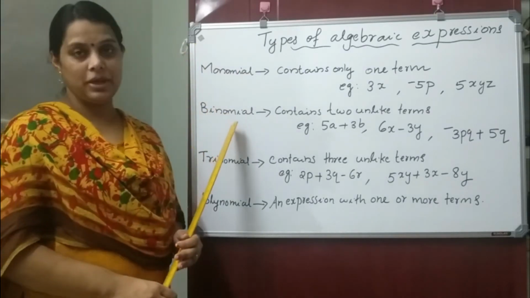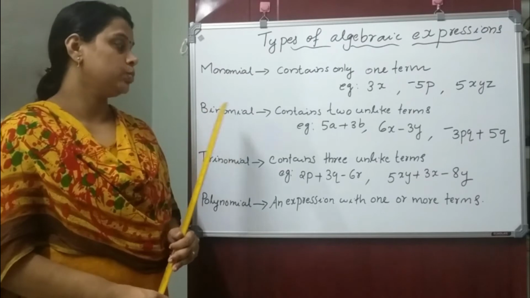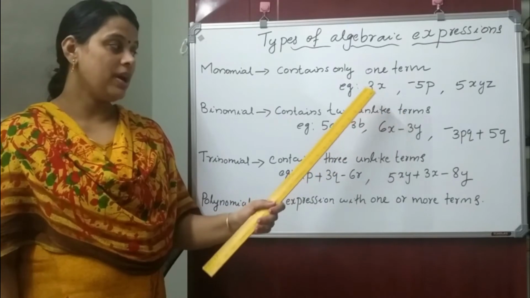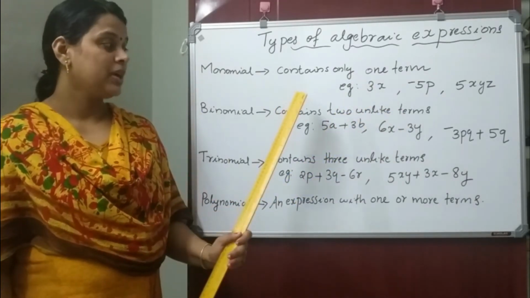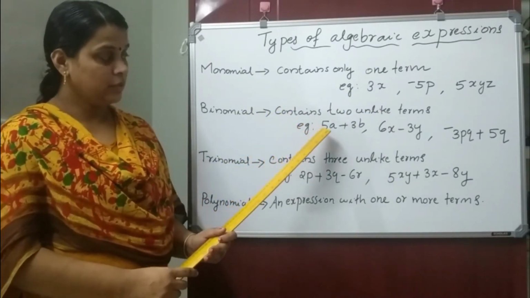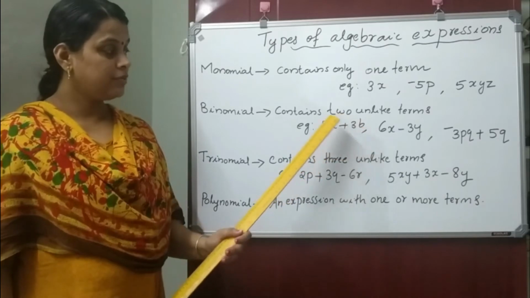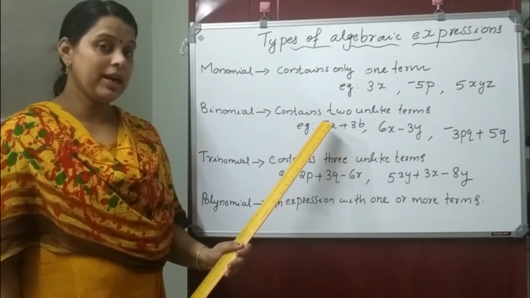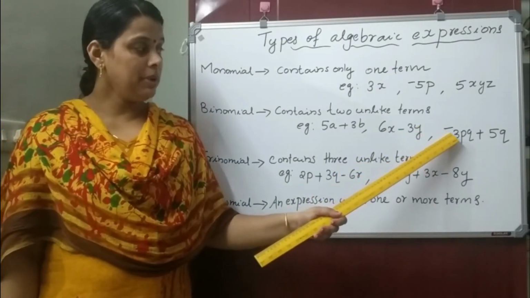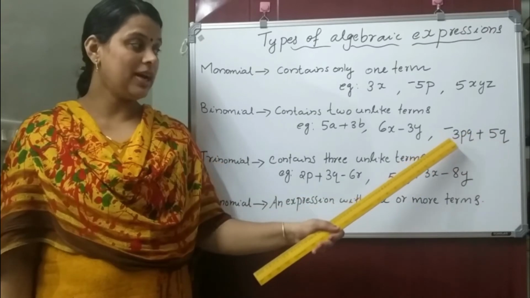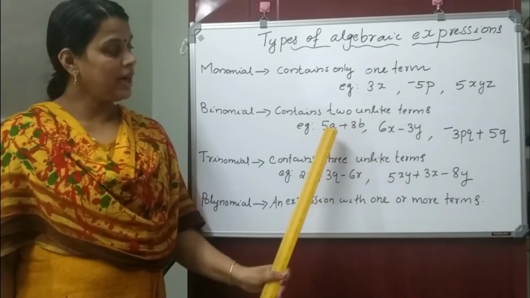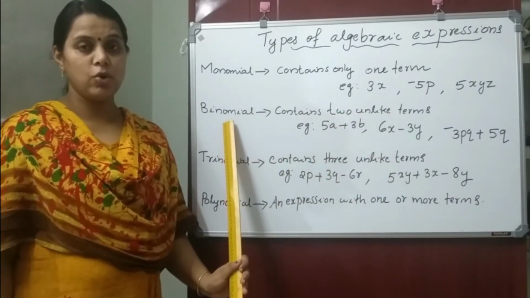Next is binomial. Bi means two. So, an expression that contains two unlike terms. Why it's not like, I will tell later. Two unlike terms. Example: 5a plus 3b. 5a and 3b are the terms, they are unlike terms. Another: 6x minus 3y, minus 3pq plus 5q. Both are unlike. So, an expression that contains two unlike terms is called a binomial.